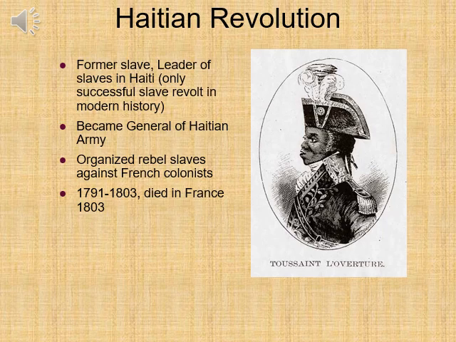Toussaint became general of the Haitian army and organized those rebel slaves against the French colonists, driving them out of Haiti in 1803. Toussaint Louverture died in exile in France in 1803.